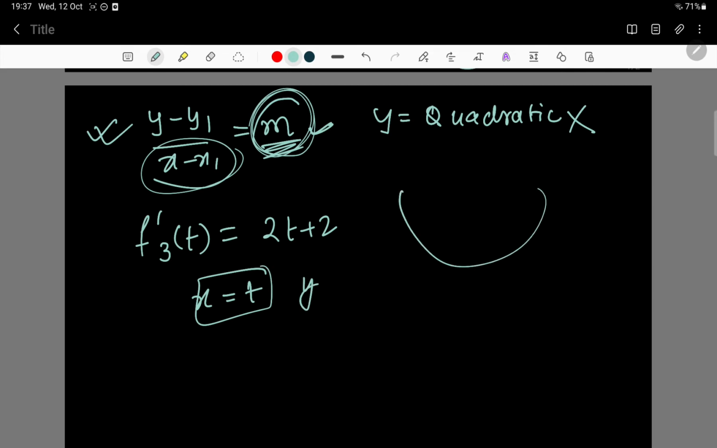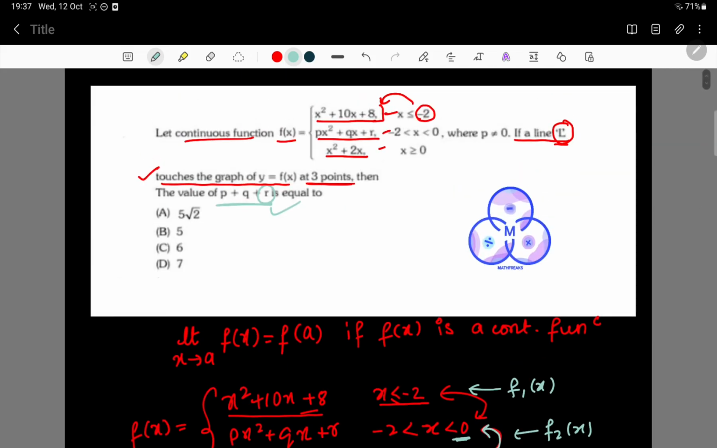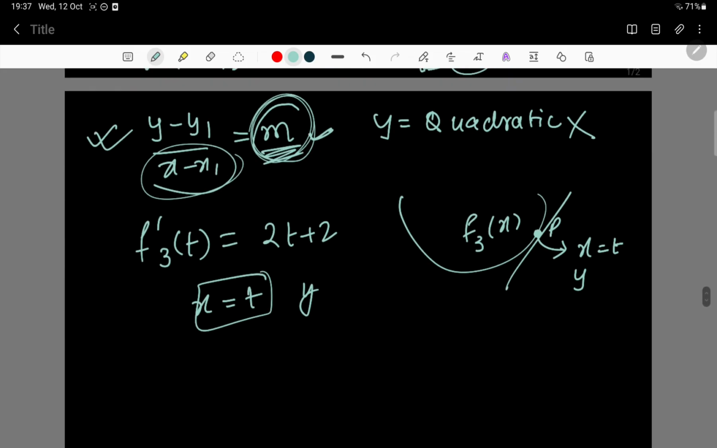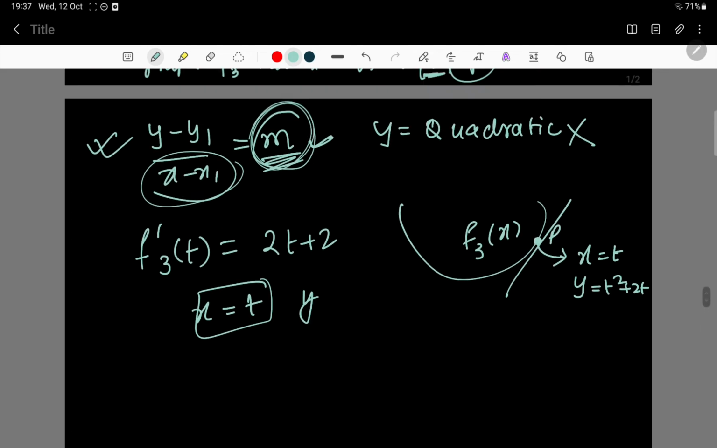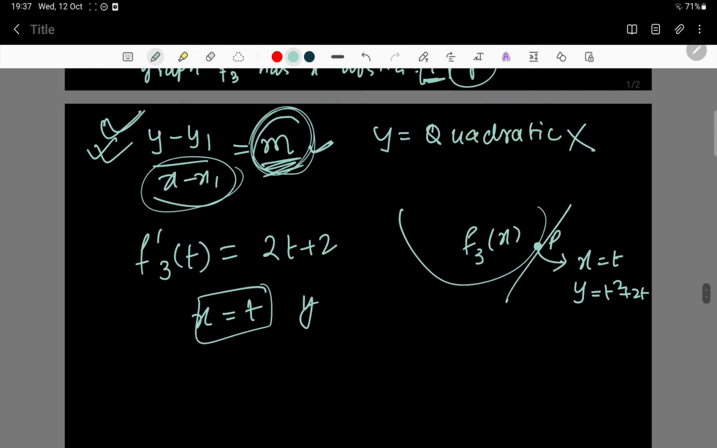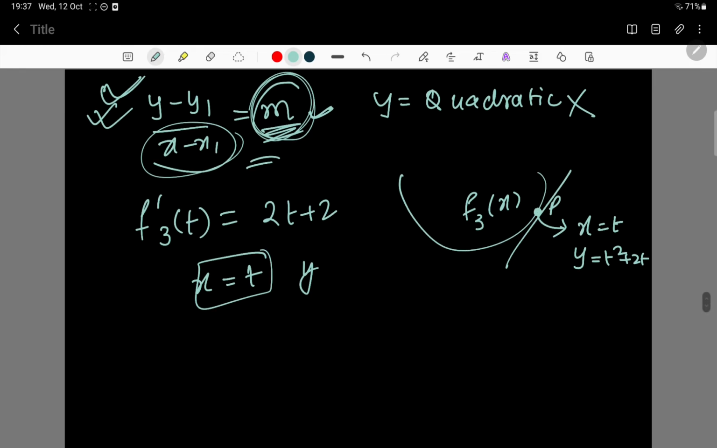Say this is the graph of f3 and this is the point P, right? So a line is touching, so I have taken x to be t, so what would be y? Simple, put x as t in this equation, so y we get as t square plus 2t. And from this equation, now we can use this and get the equation of tangent in parametric form.